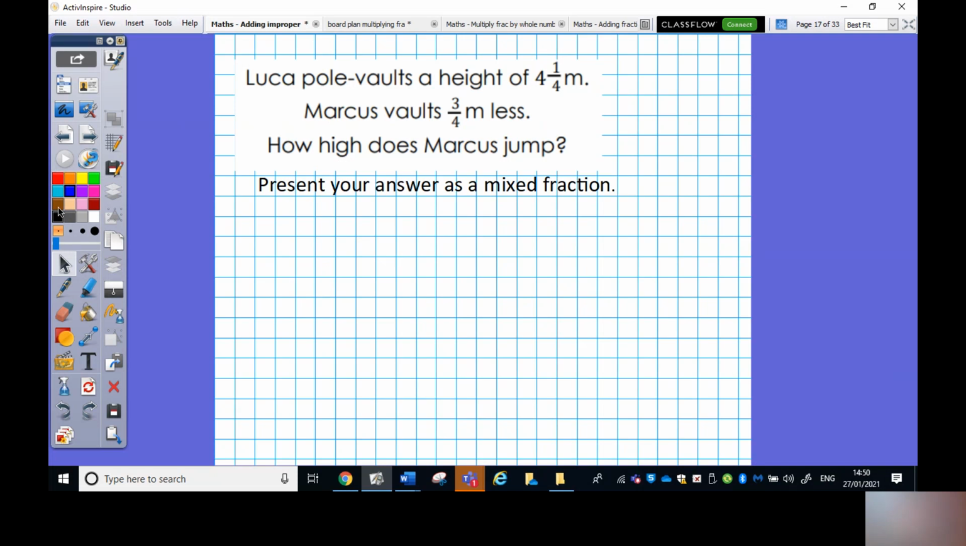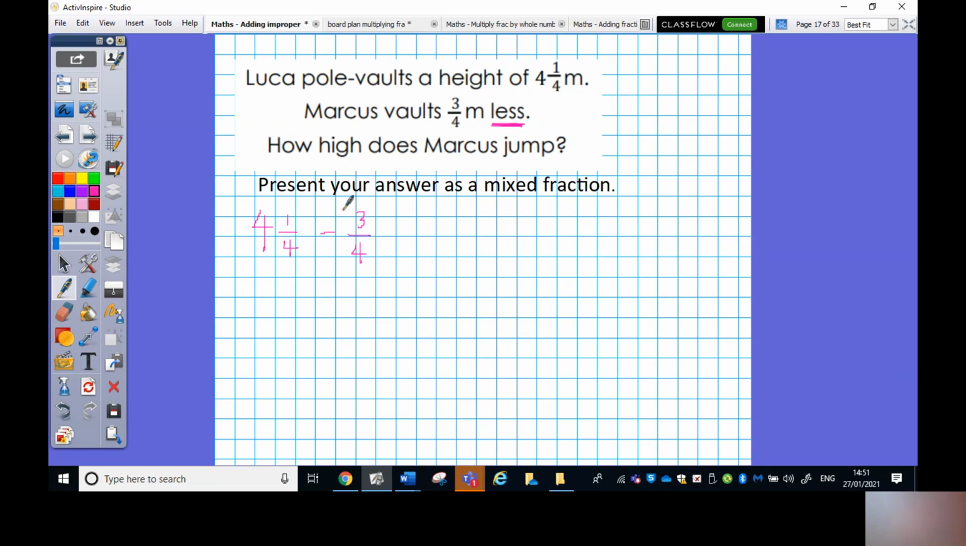So let's take a look at the language first. Marcus vaults 3/4 less. What does that tell me? Am I going to have to add or subtract? Yeah, I'm going to have to subtract. So I'm taking away 3/4. What am I taking away 3/4 from? Good. I'm taking away from 4 and 1/4. Sorry, I've got 4 and 1/4 and I'm taking away 3/4.